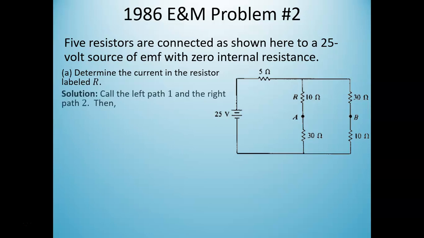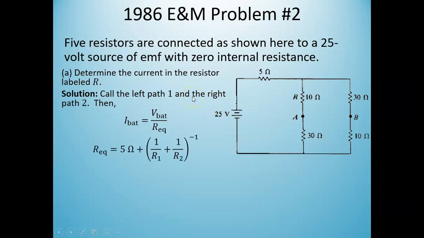So this one is simple enough. First of all, we're going to give some names. We're going to call the path down the left side path 1 and the path down the right side path 2. And in determining that current, well, we need to figure out the equivalent resistance. So we have V equals IR from Ohm's law. So the current coming out of the battery is going to be equal to the potential difference of the battery divided by the equivalent resistance of the circuit.